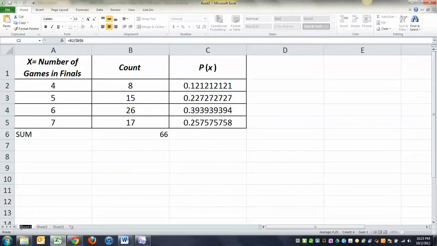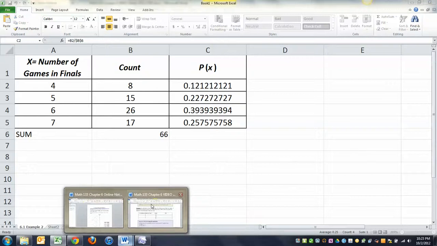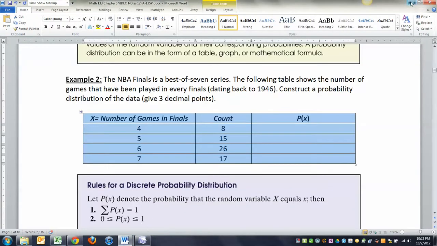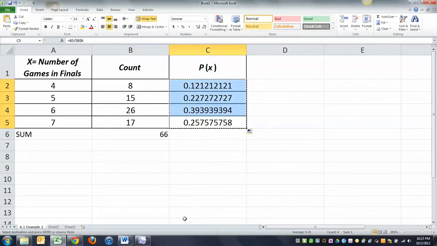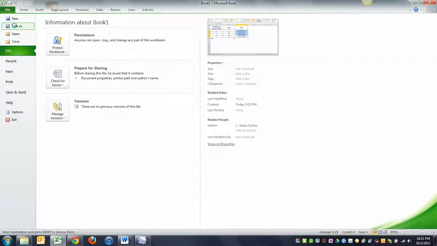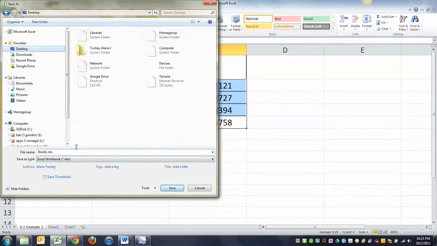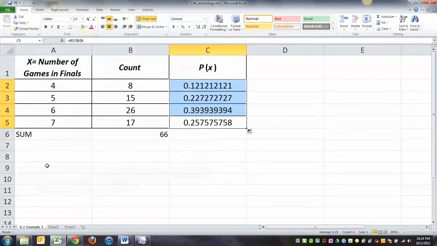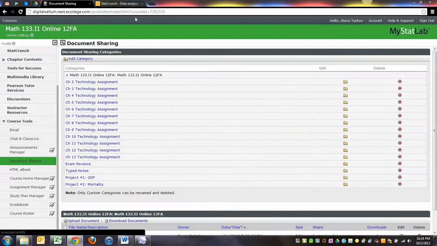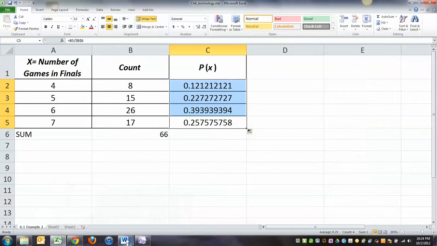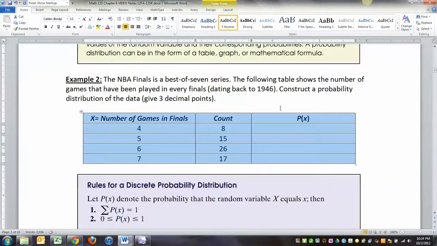Oh, I better label this. This was 6.1, example 2, I think. Yep, example 2. All right, there we go. Oh, and I better save it. File, save as. I'll put it on my desktop for right now. This is chapter 6, technology, Alana, or whatever. Put your name in it or don't. It doesn't really matter. I think I usually prefer it with your name in it, but I forgot where I was. There we are. Can only have one thing open at a time.